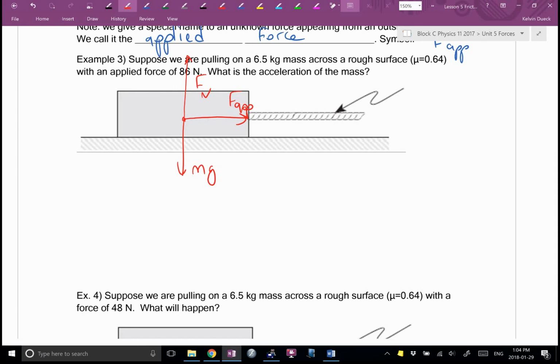Am I going to draw friction bigger, smaller, or the same size as F applied? If they were the same size, what would I be saying about the acceleration? Okay, so I think smaller. Yeah? So I'll exaggerate it so it stands out. You okay with that, Mateo? You gonna make it? Got a nod.